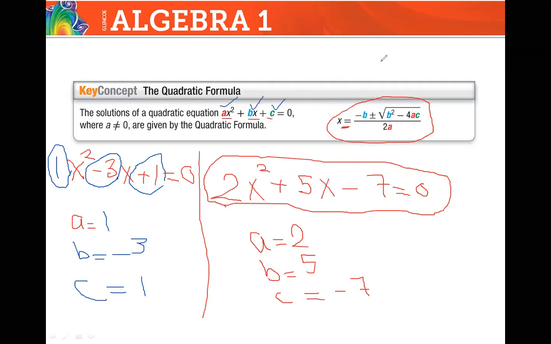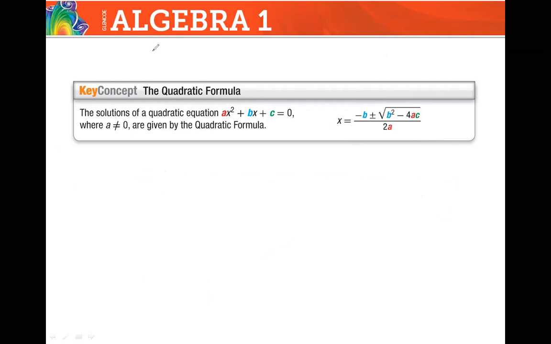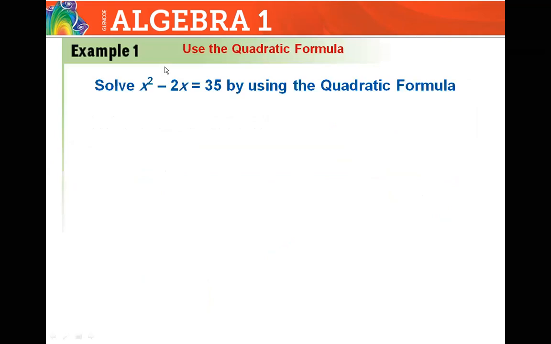We're going to the first example. Solve x squared minus 2x equals 35 by using the quadratic formula. The first step here: the equation must be equal to 0.